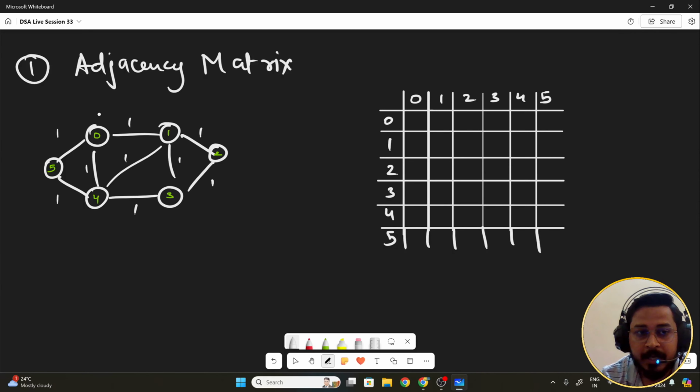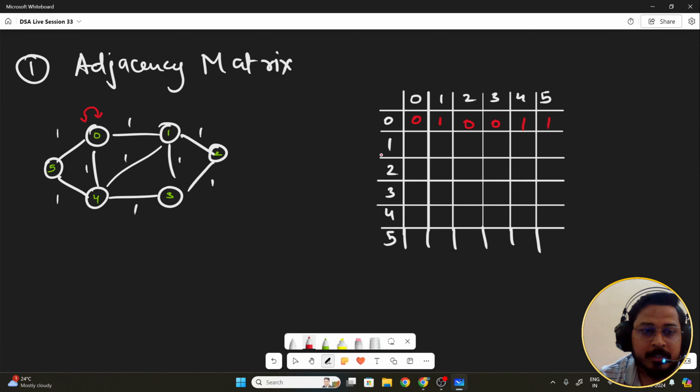Now see, is there an edge between 0 to 0? No. So you write here 0. Is there any edge between 0 to 1? Yes. So you write the weight right over here. That weight will come. Is there any edge between 0 to 2? No. Edge between 0 to 3? No. Edge between 0 to 4? Yes. Edge between 0 to 5? Yes.